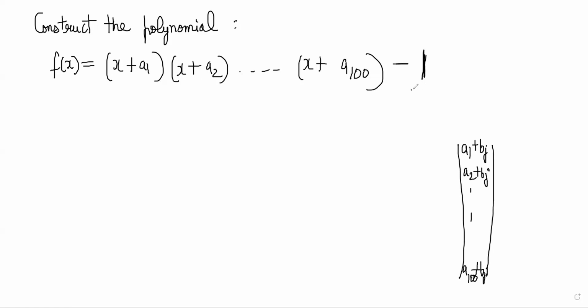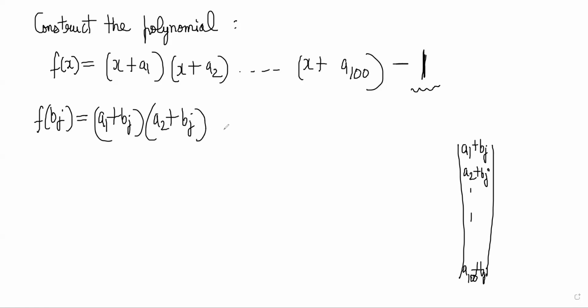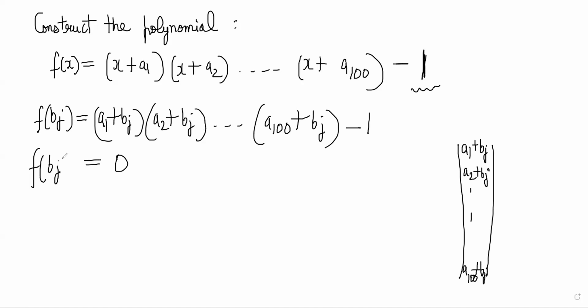So I have subtracted 1 from this function because then now I can say f of bj is equal to a1 plus bj, a2 plus bj, a100 plus bj minus 1, which is equal to 0. From here, I will be able to say that bj is a root of this polynomial, right?